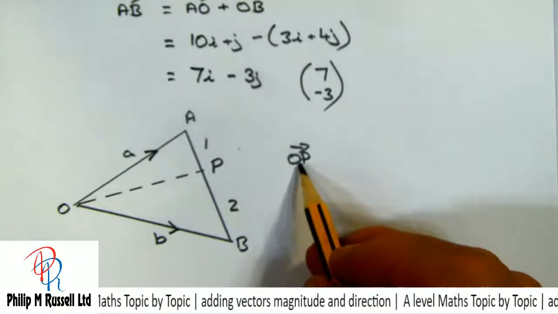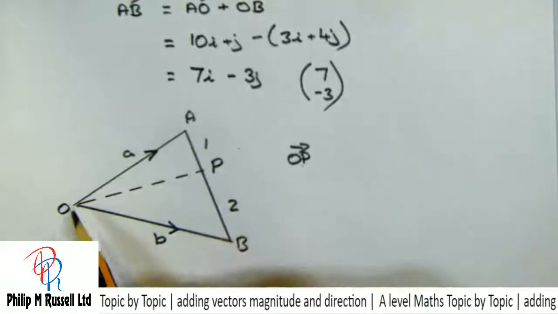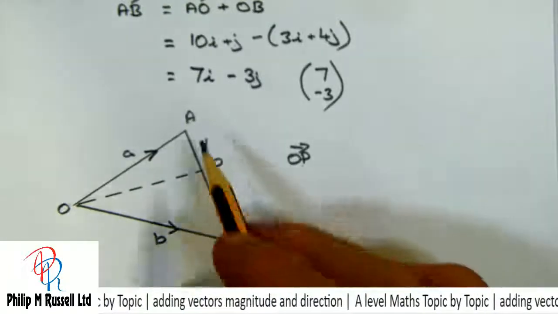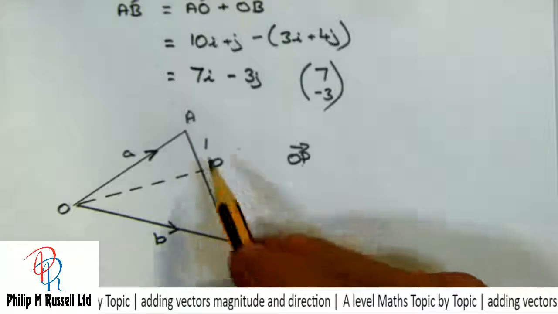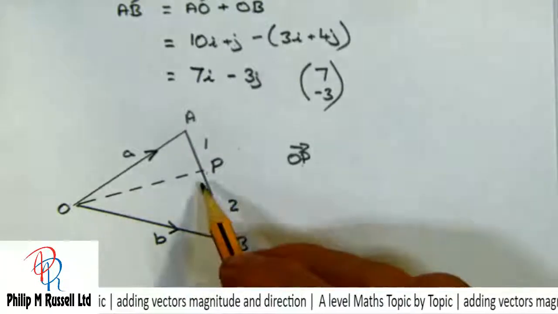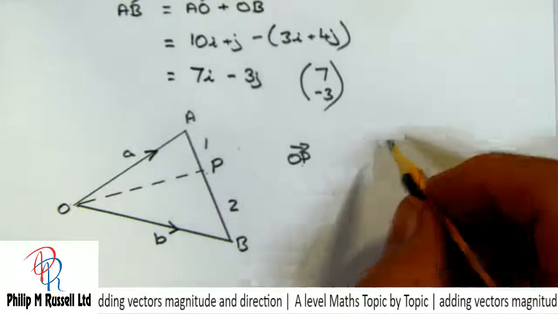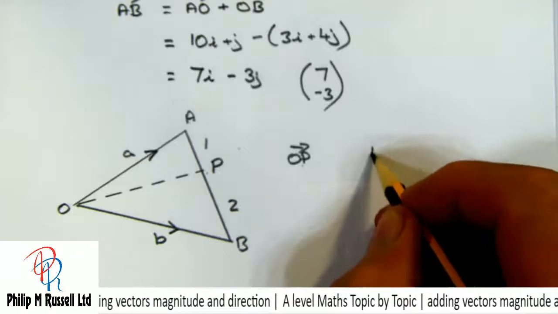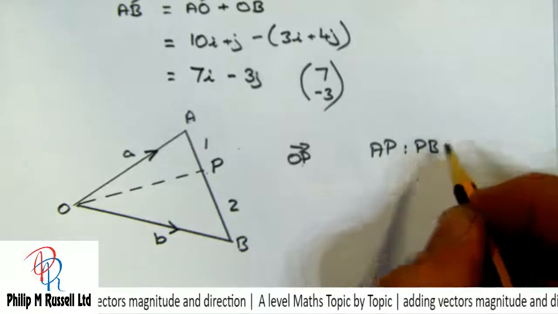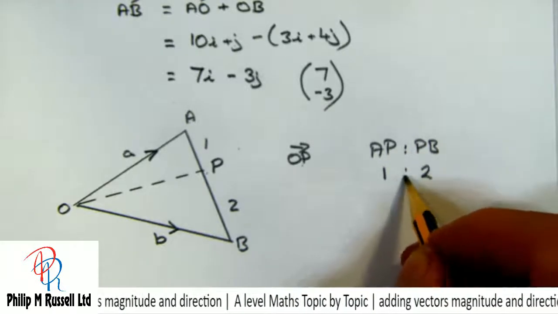So how do I get from O to P? Well, to get to P, I've got to know something about AB, and we know that OP is going to be something about some other things we know. So we know that AP to PB is going to be in the ratio of 1 to 2.